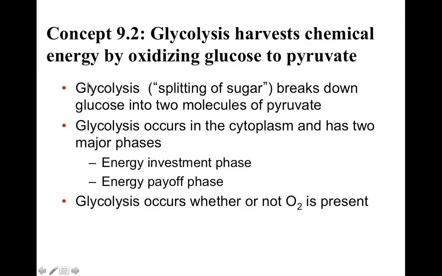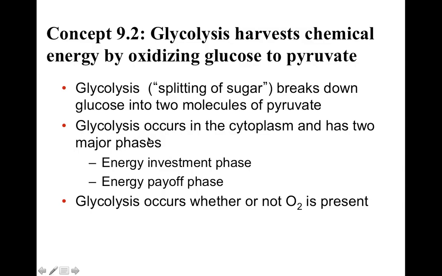And what glycolysis does is it breaks the sugar in half, and eventually you end up with two molecules of a 3-carbon substance called pyruvate, or pyruvic acid. So pyruvate is the name for the ion. It has a carboxyl group on it, so it's actually an organic acid called pyruvic acid. So pyruvic acid, pyruvate, essentially the same thing.